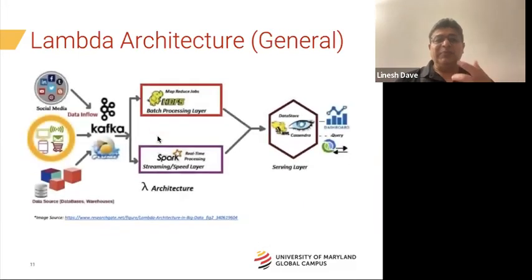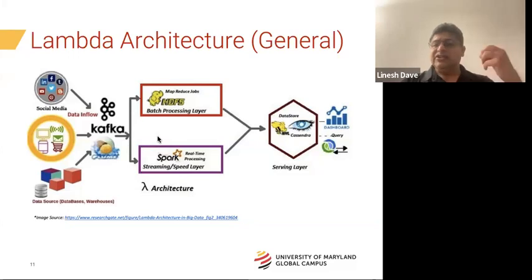So simply put, in general, for the batch processing layer, companies have used technologies like HDFS. HDFS is purely batch processing, right? It's not real time, as you guys know and have learned earlier. So HDFS is the batch processing layer. You have Spark as the streaming layer that you'd use for real-time processing.